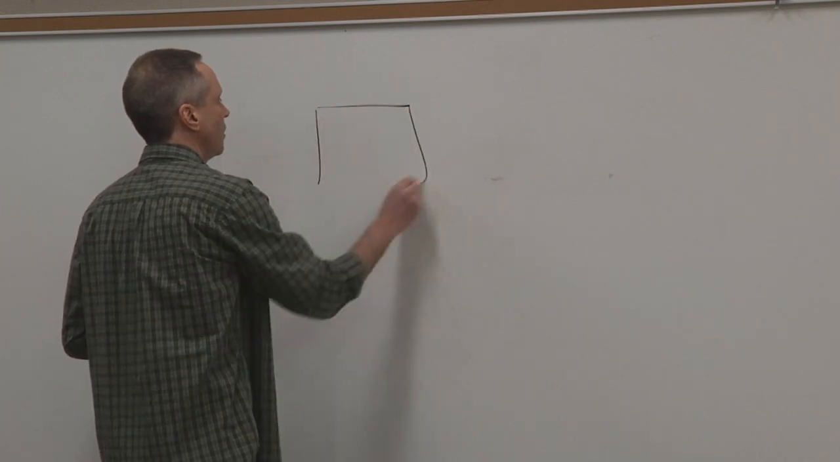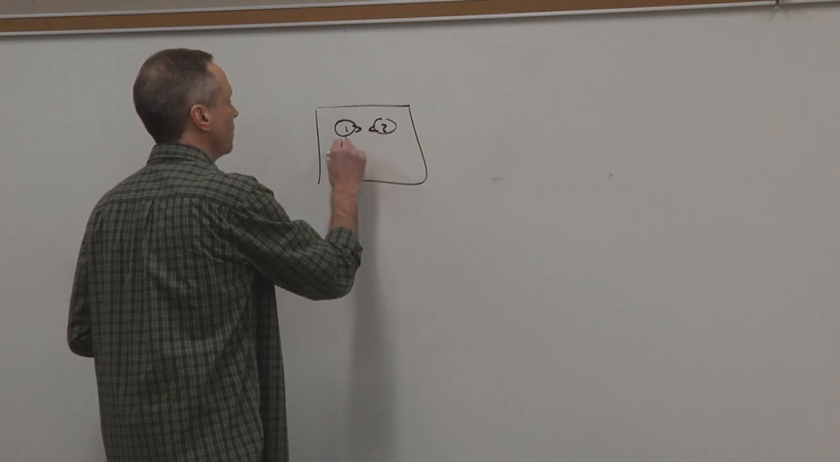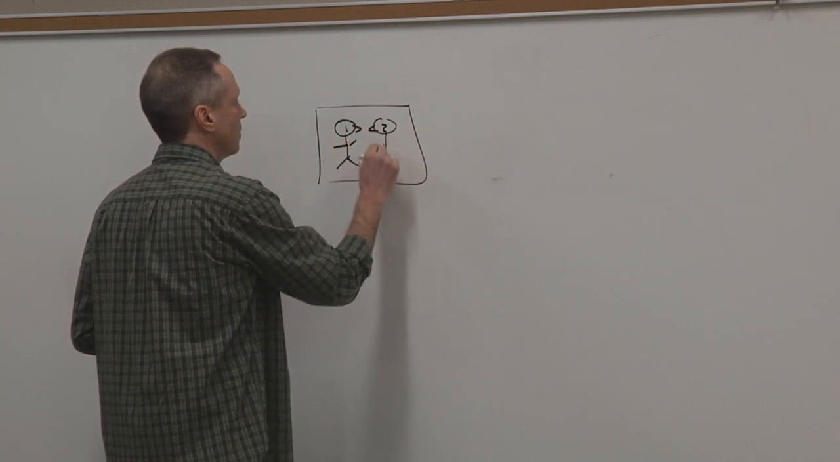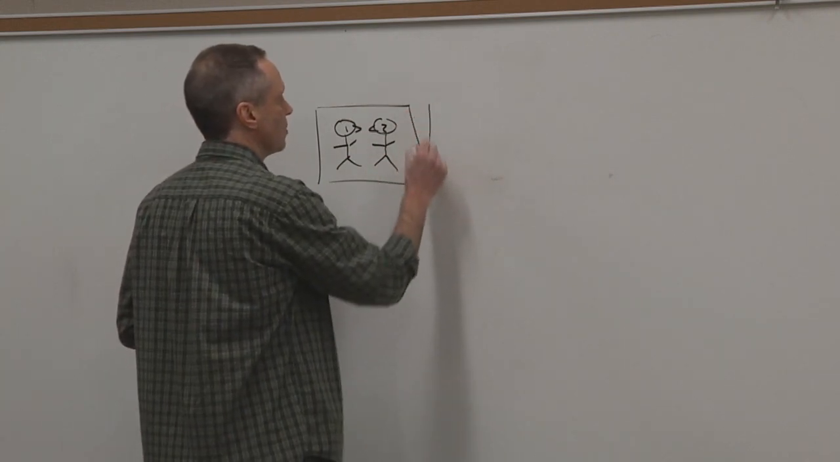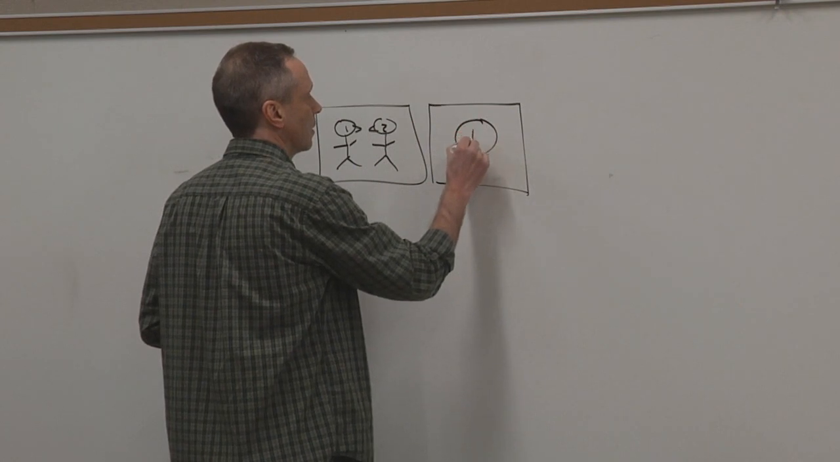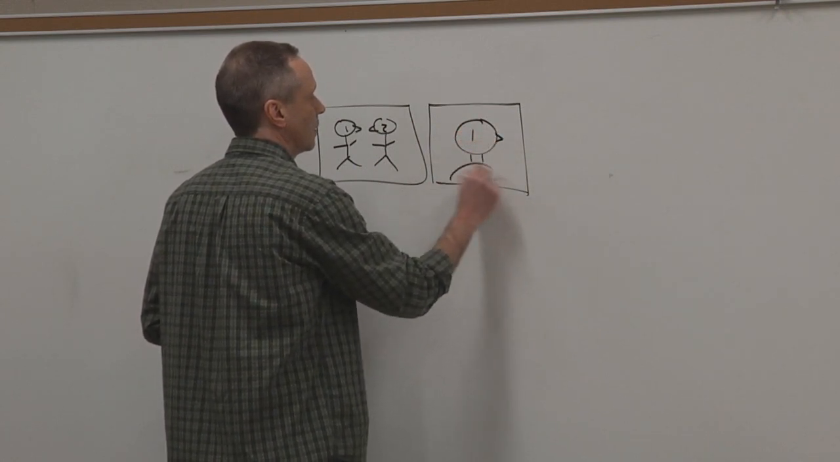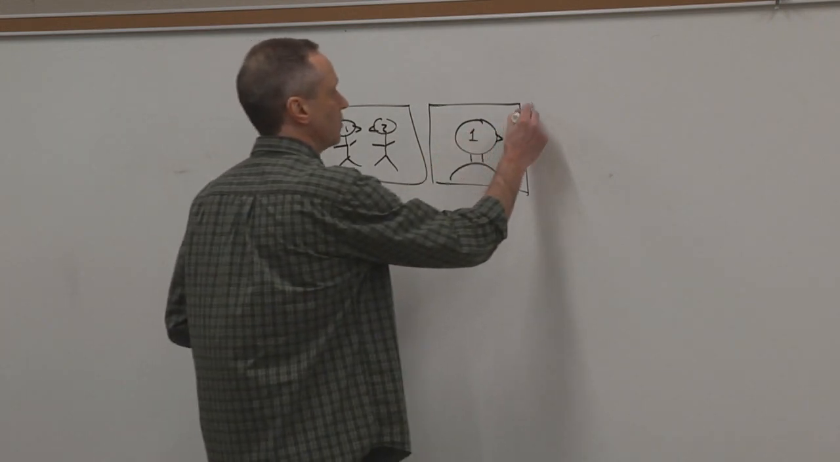So we start with 1 and 2 talking to each other. Then we cut to the shot of person 1. And then we cut to the shot of person 2.